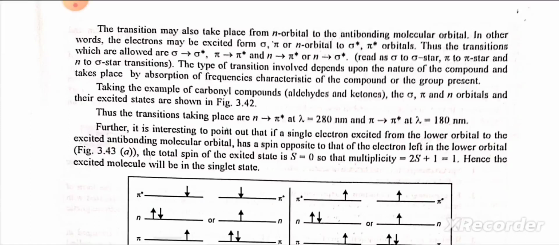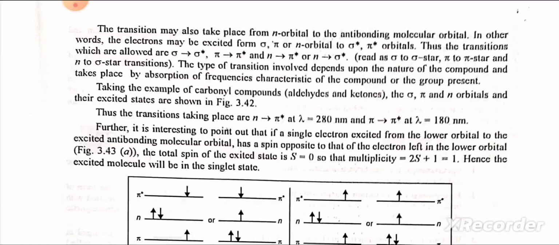Taking the example of carbonyl compounds, aldehydes and ketones, the sigma, pi and n orbitals and their excited states are shown in the figure. Thus, the transitions taking place are n to pi star at lambda equal to 280 nanometer and pi to pi star at lambda equal to 180 nanometer.